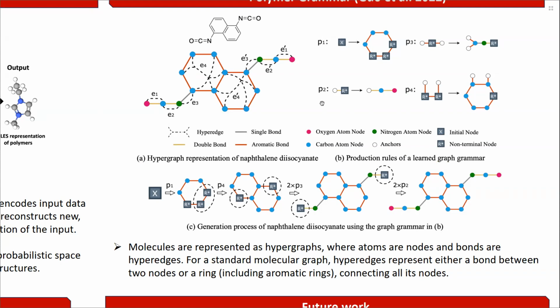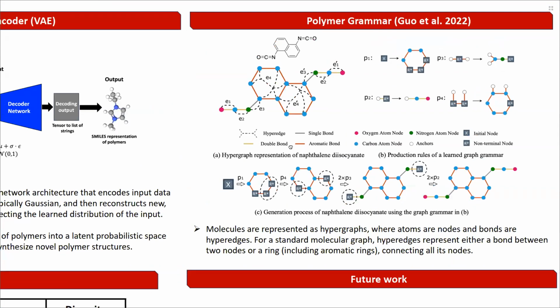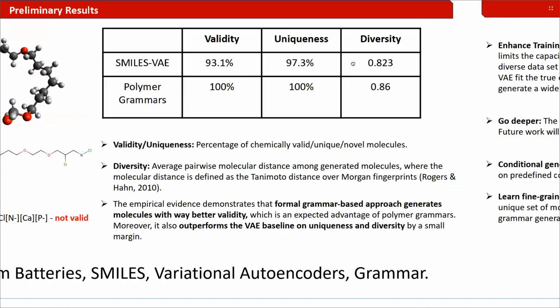For example, here, the algorithm learns these 4 grammar rules. And then when we start with this initial node and we apply these different rules to the node, we obtain the final configuration of the molecule. And then we compared this algorithm with ours, and we obtained these results.